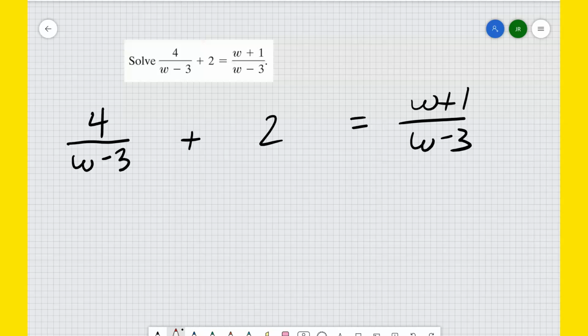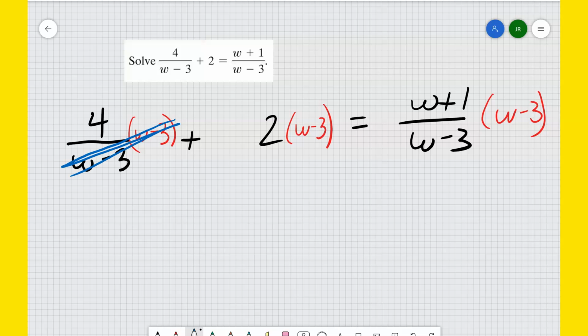Okay. So what I'm doing is I'm multiplying this whole term here, all right, by w minus 3. And I'm multiplying the 2 also by w minus 3. And I'm multiplying this whole term by w minus 3. So what happens? The w minus 3 cancels with the w minus 3 on the bottom. The w minus 3 here also cancels with the w minus 3 on the bottom.